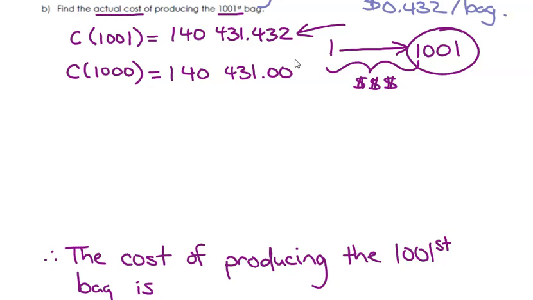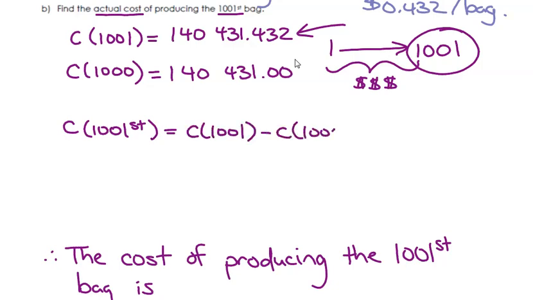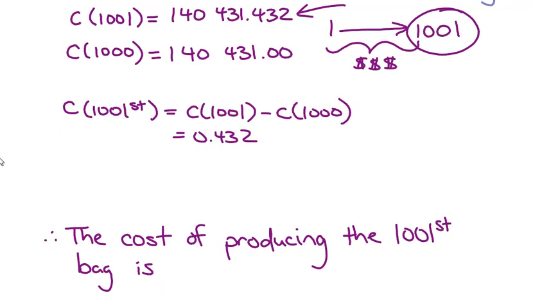Okay, so in order to find the 1,001st bag, I'm probably going to take C of 1,001 minus C of 1,000, which is about 0.432. So the cost of producing the 1,001st bag is 0.432. Doesn't that sound like the last one? Pretty much like the last one. So why is that? Why are they actually pretty close in answer?